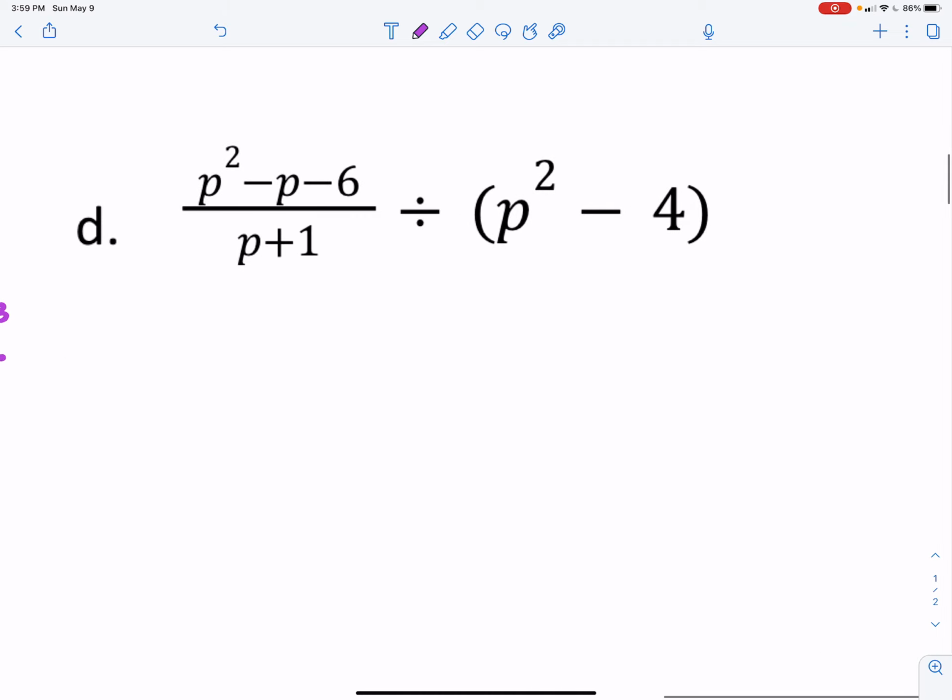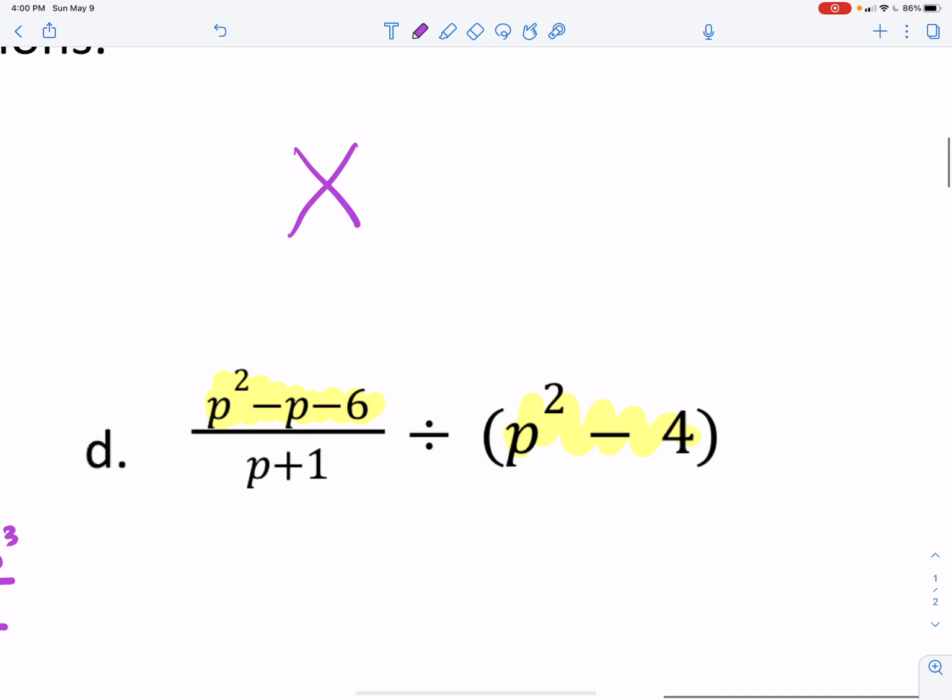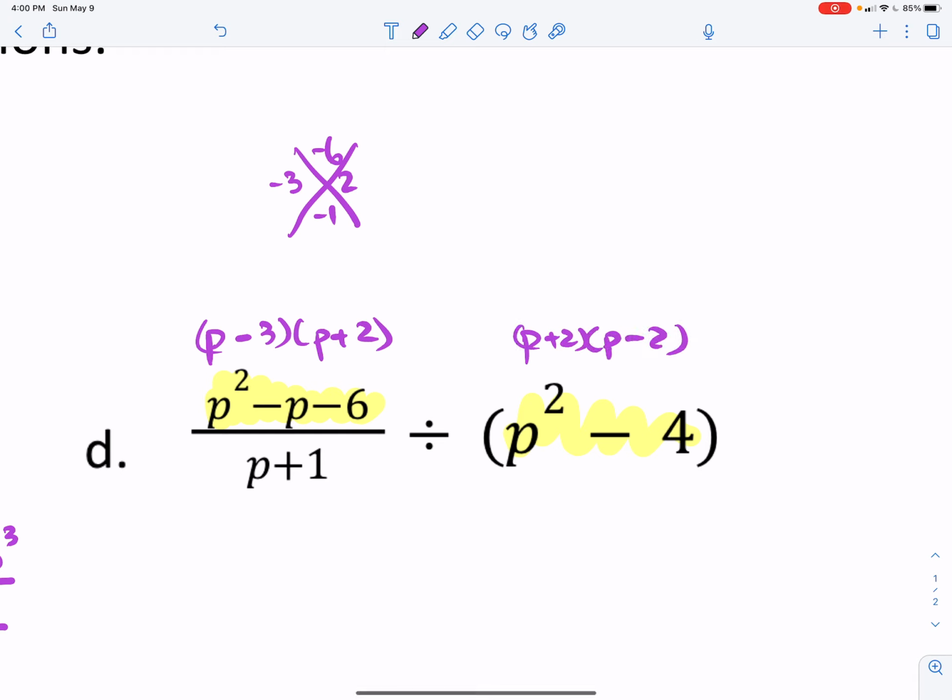Okay. Last but not least, letter D. One thing that I noticed right off the bat is I could factor this, and I could also factor this. You don't have to do it in this order. You could do keep, change, flip first and then factor, or you can factor first and then do keep, change, flip. For this one, I'll factor first because in the other one, we kept, changed, flipped, and then factored. So if I factor this first one, -6, -1, you get -3, +2. So this becomes p minus 3, p plus 2. And p squared minus 4 is a difference of two squares. So you end up with p plus 2, p minus 2.